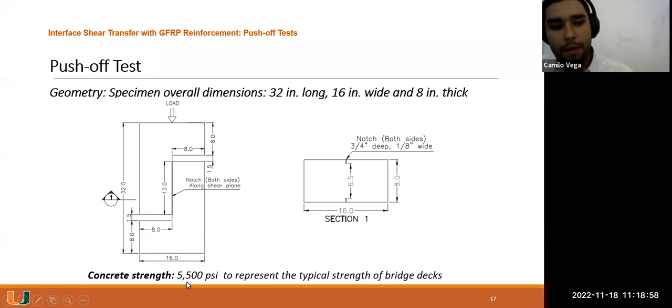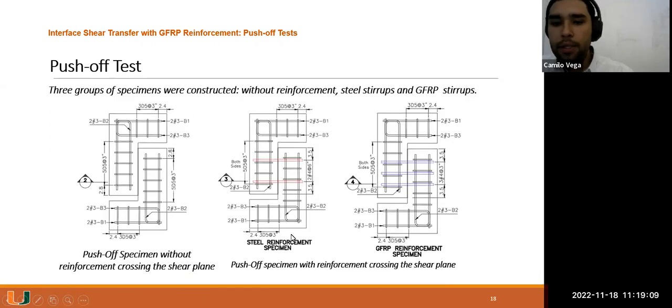All the specimens were fabricated using a single concrete compressive strength of 5,500 psi to represent the typical strength of bridge decks. This slide shows the three groups of specimens that were built: without reinforcement, with steel reinforcement, and with GFRP reinforcement. The picture on the left depicts the details of the additional steel reinforcement provided in the L parts of the specimen to prevent premature failure by, for example, bending and splitting in the concrete. This picture also represents the specimen with no reinforcement crossing the shear plane. As you can see, there are no steel bars crossing the shear plane.